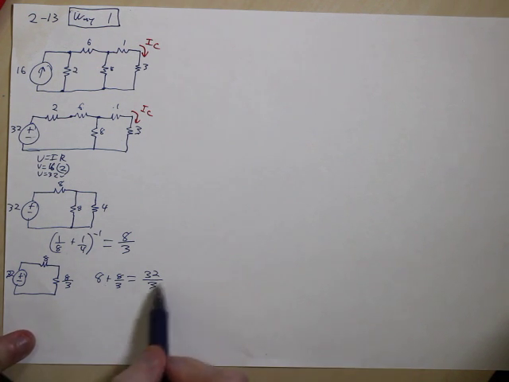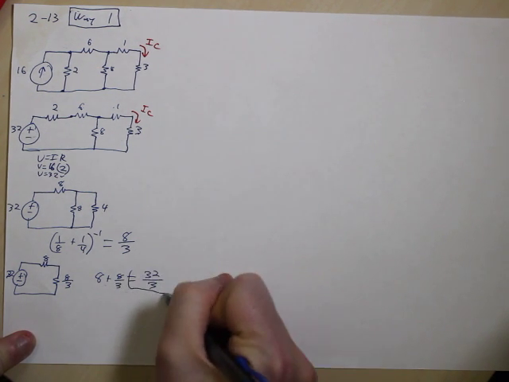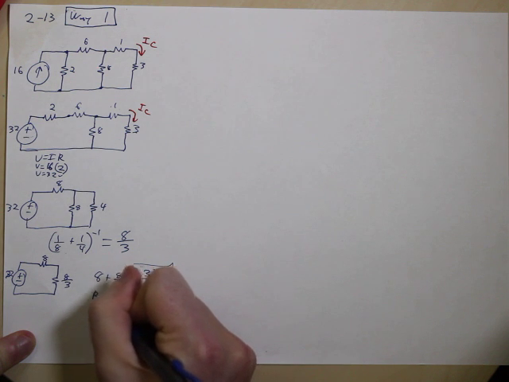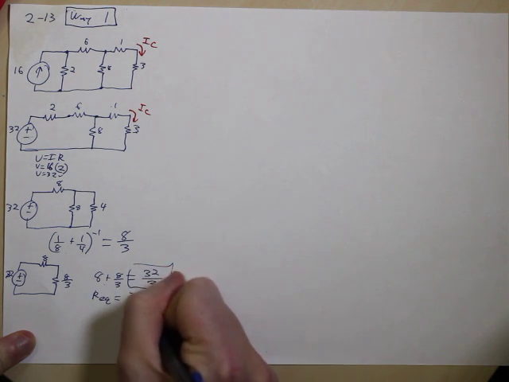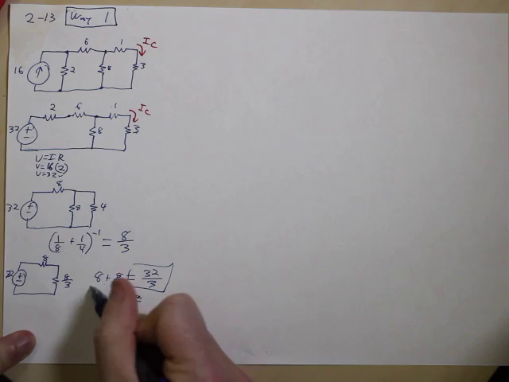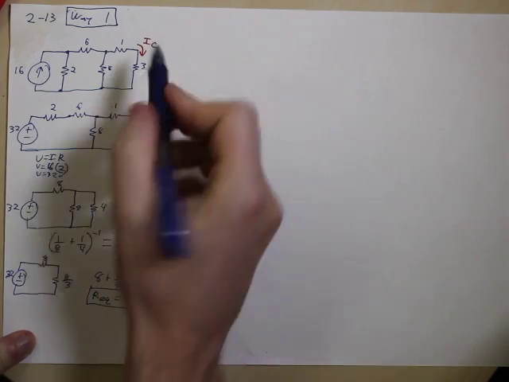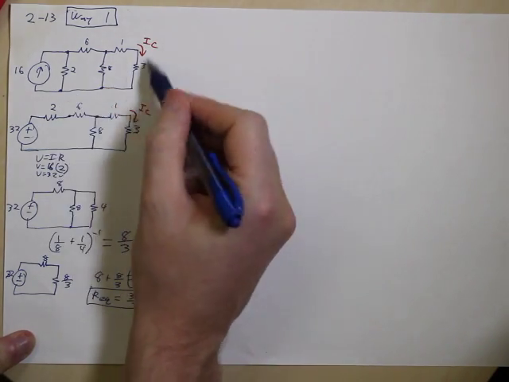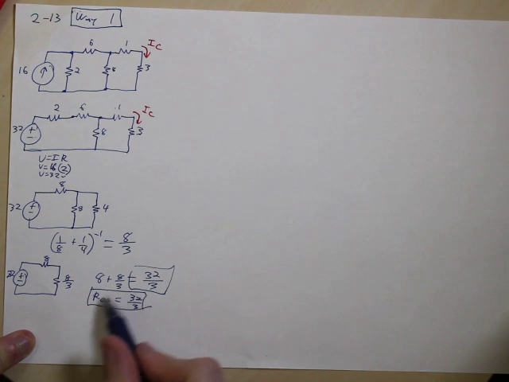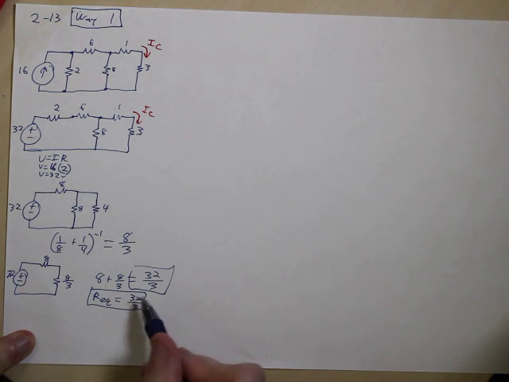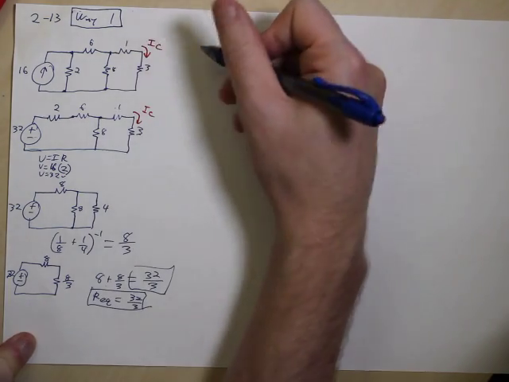Cool. So this is our R total. R equivalent equals 32 over 3. And what that's saying is that all of these resistances added up properly are going to equal 32 over 3 ohms. So what we're going to do now is we're going to go back and redraw this circuit one more time.